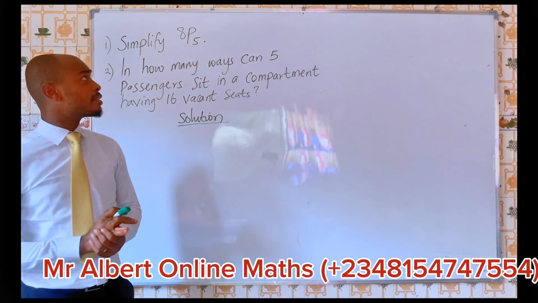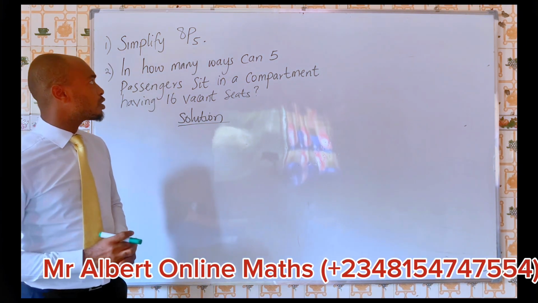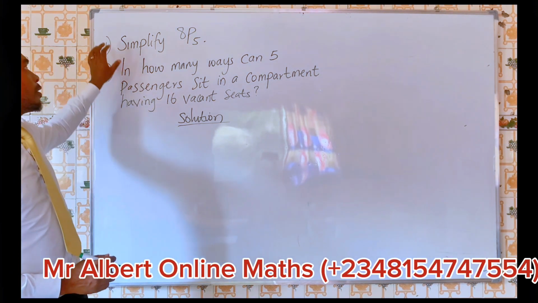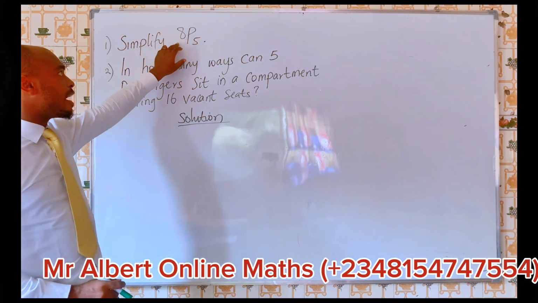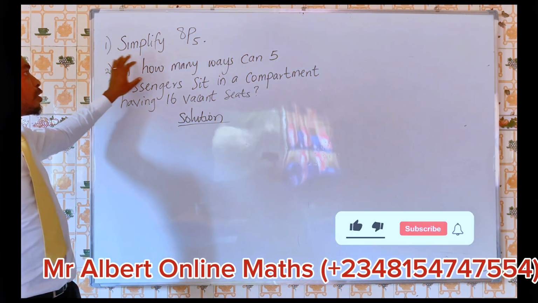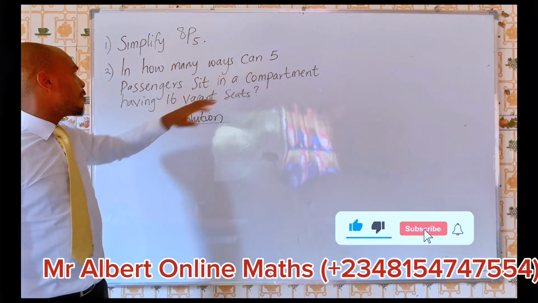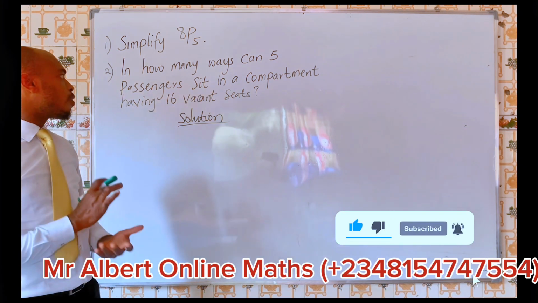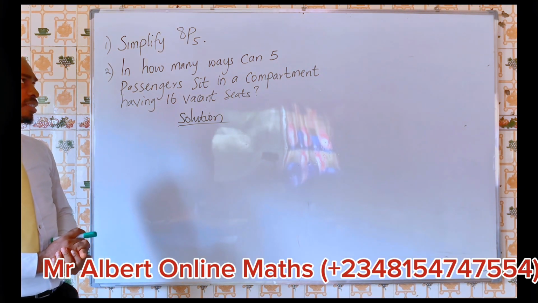In today's class, we are going to solve these two questions. The first question asks us to simplify 8 permutation 5, while the second question demands us to find the number of ways 5 passengers can sit in a compartment having 16 vacant seats.